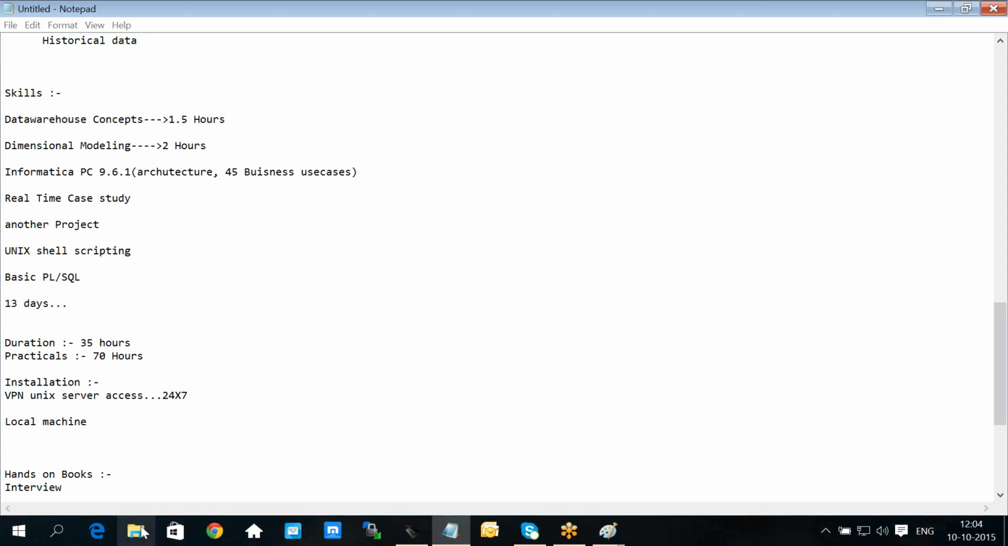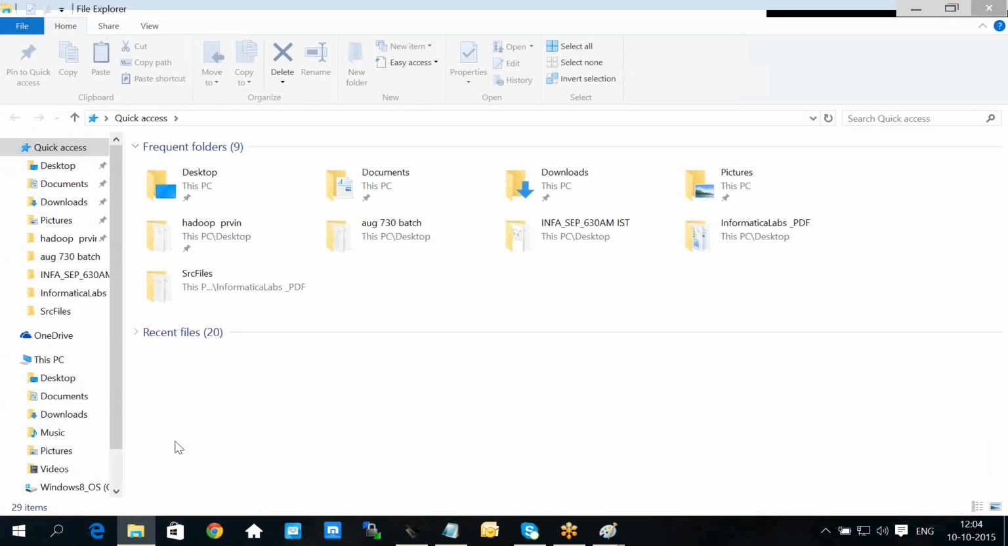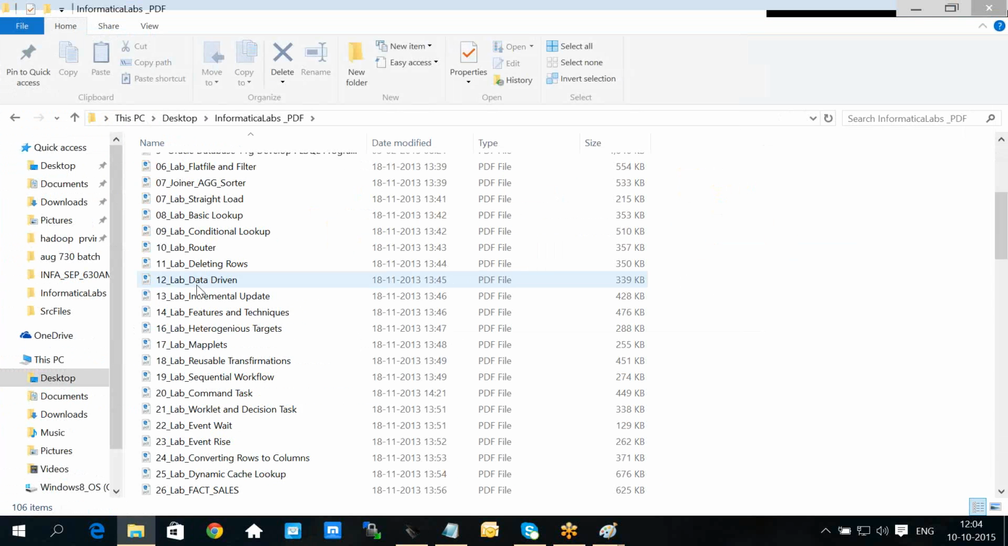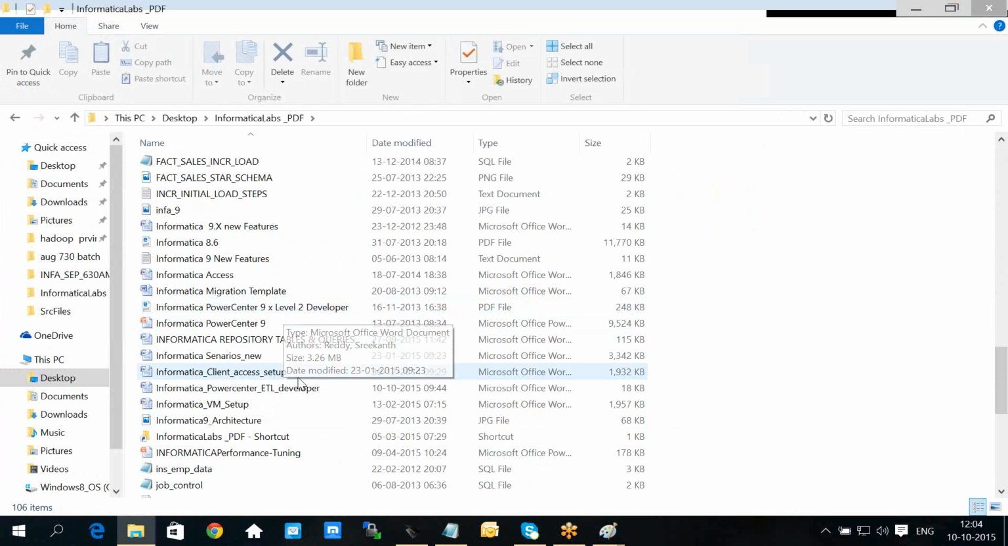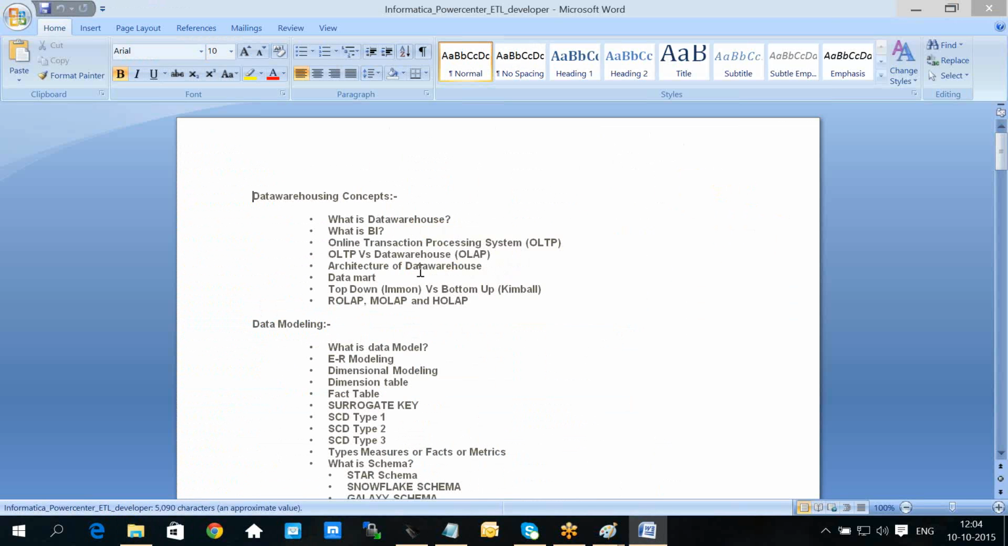So let me show you the curriculum. I hope you might have already received it from the team here, but let me go through the curriculum, what we have and how many topics. You can compare with anybody else who is teaching Informatica. We have a better curriculum than anybody who is teaching from Bangalore or elsewhere.